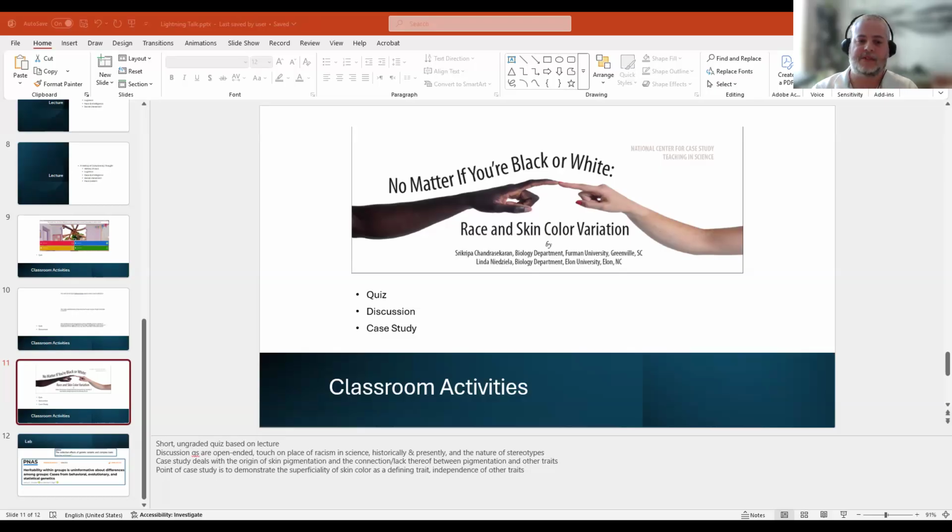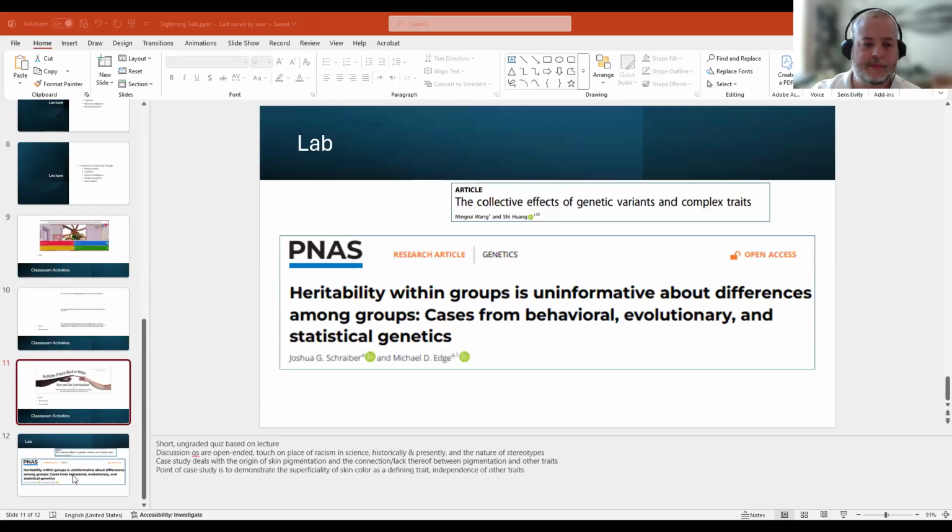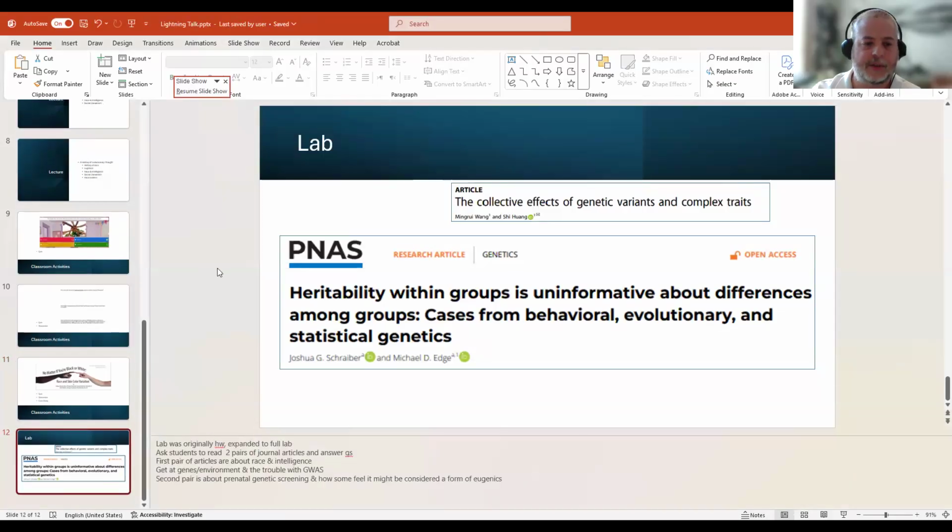So the case study deals with the origin of skin pigmentation, as well as touching on the connection, or really the lack thereof, between pigmentation and other traits. And the point of the case study is to demonstrate the superficiality of skin color as a defining trait, as well as to point out the independence of other traits from pigmentation. And then the last part of our talk today is going to be about our lab.